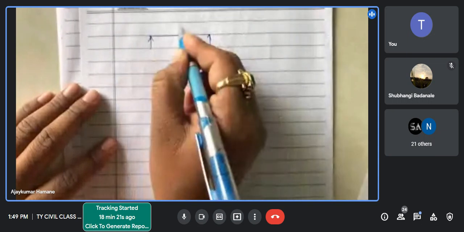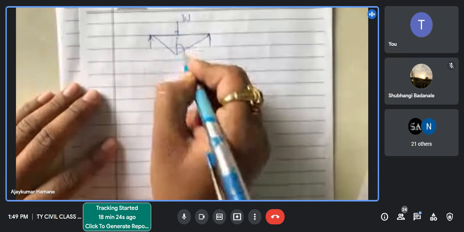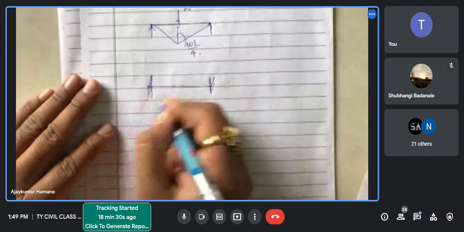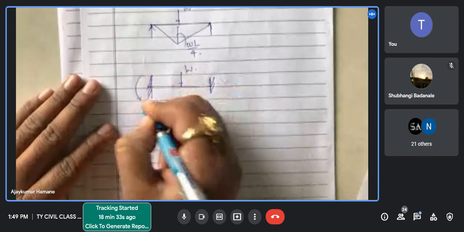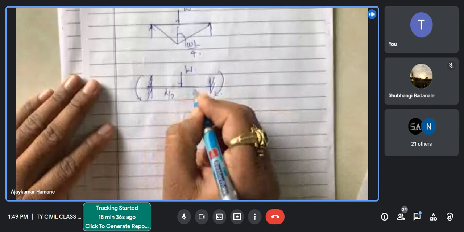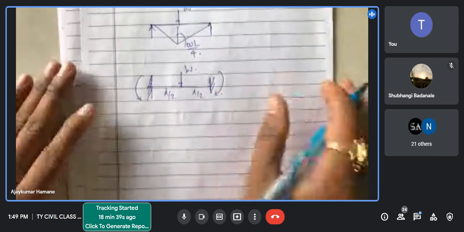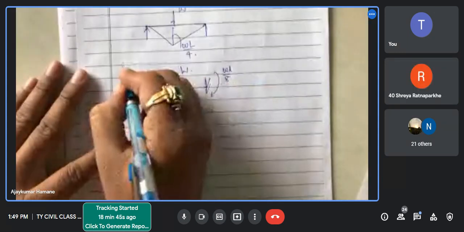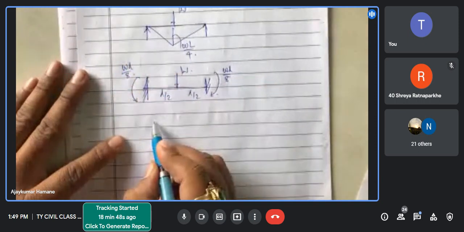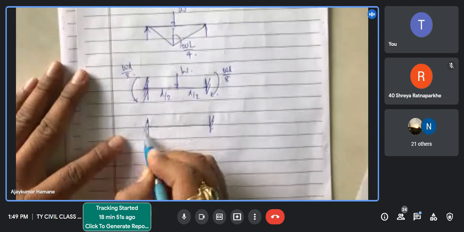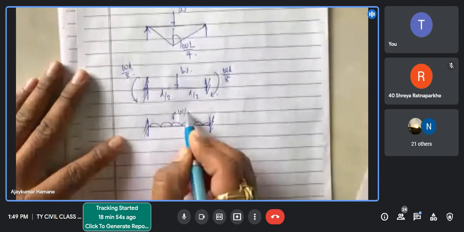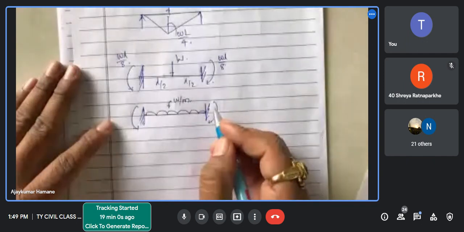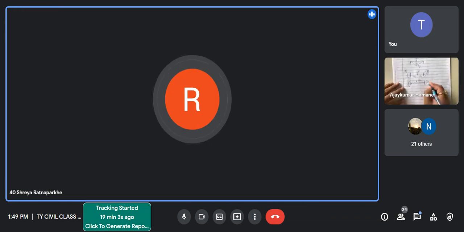When WL by 4 is there, it is simply supported and we have W and this load, what? WL by 4. Now our beam is like this. What is this moment? L by 2, L by 2. Yes? Anyone? WL by 8. Correct. WL by 8. Now next, again, if it is fixed, it is fixed. If there is UDL, W per meter run, what is the fixed end moment? WL square by 12.